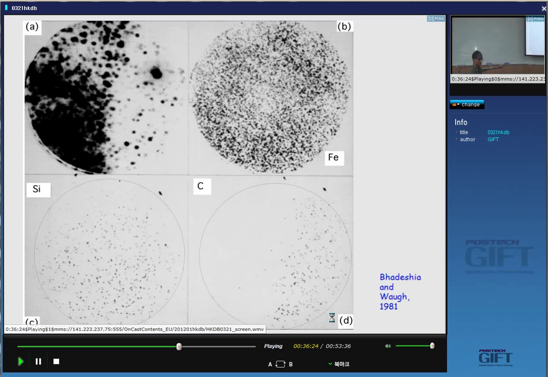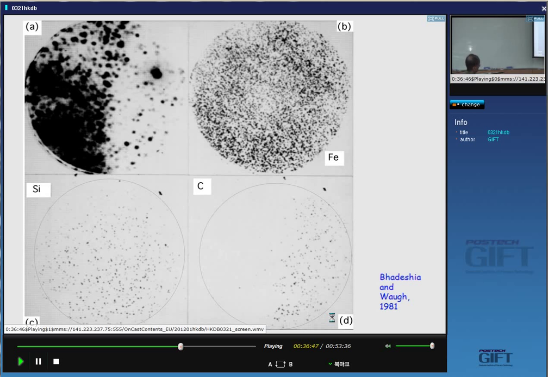Here is one of the earliest proofs of the partitioning of alloying elements during the bainite transformation. This is called the field ion image, where we are looking at individual atoms. On this side, we have austenite. This side, we have ferrite. Distribution of iron, distribution of silicon. You can see there is no partitioning of silicon. Of course, these are images, but you have quantitative data to prove that.